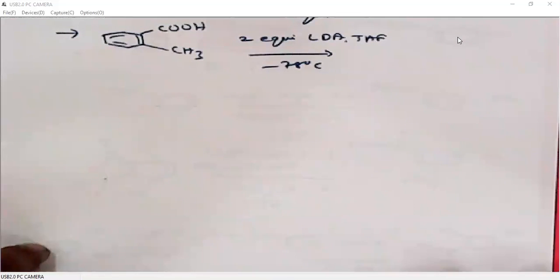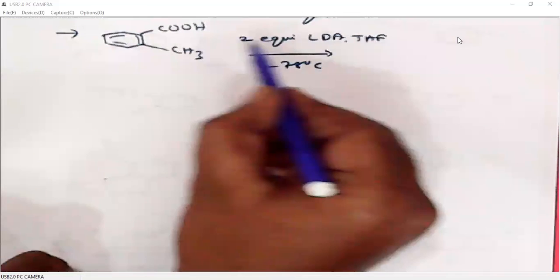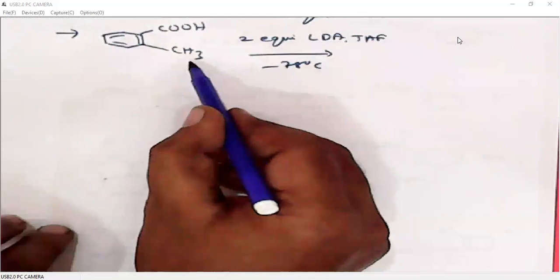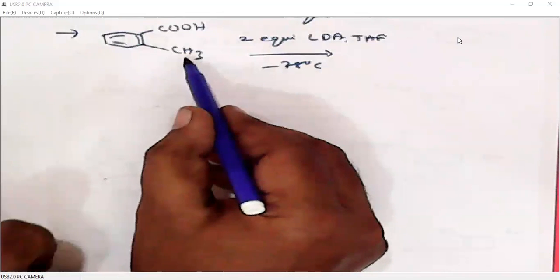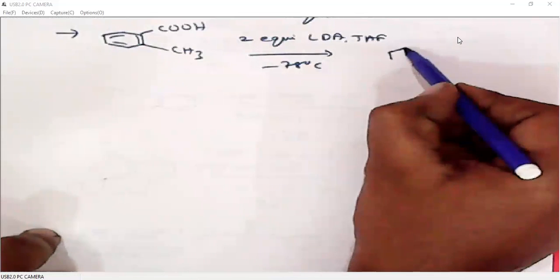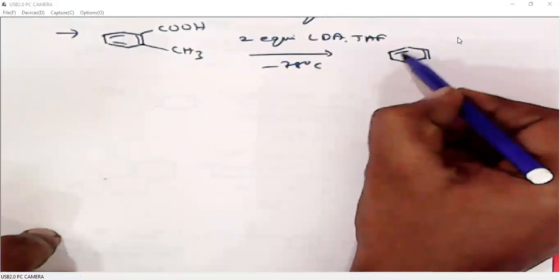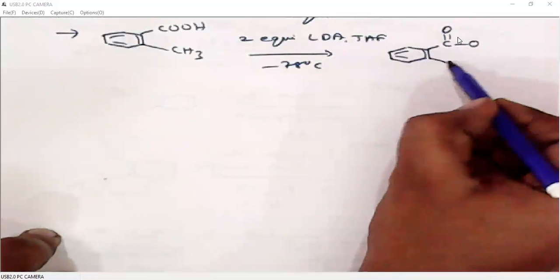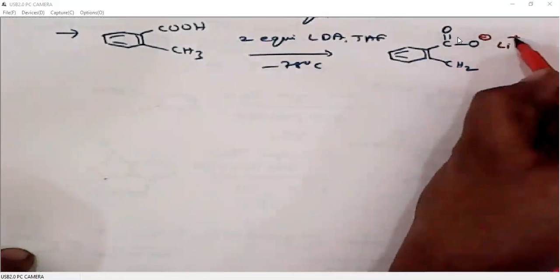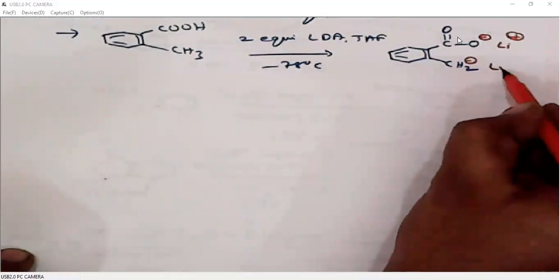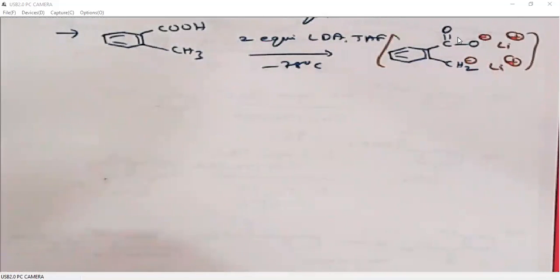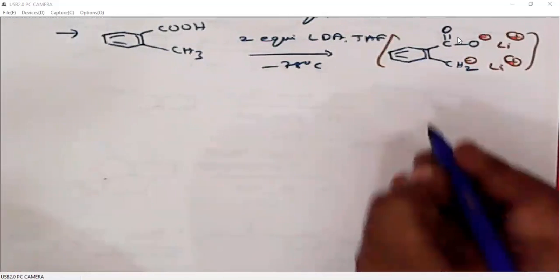Benzylic proton is also acidic. So one equivalent will be used for acidic proton abstraction. The second equivalent will be used for benzylic proton abstraction. So when we use LDA, we can lithiate. That means it is nothing but abstraction of acidic protons. So this can be further explored.